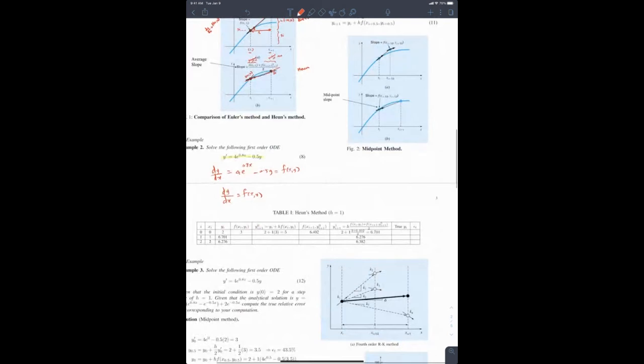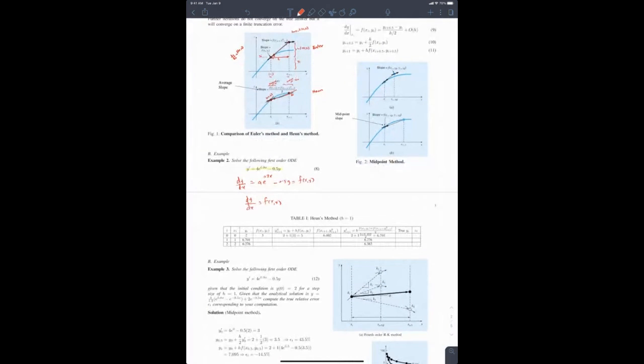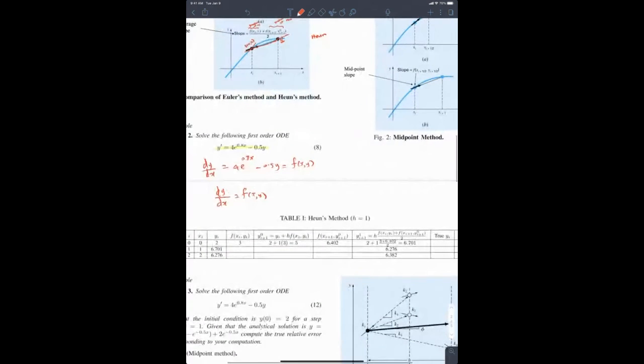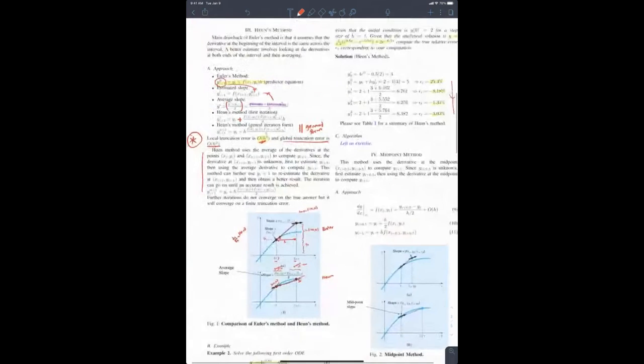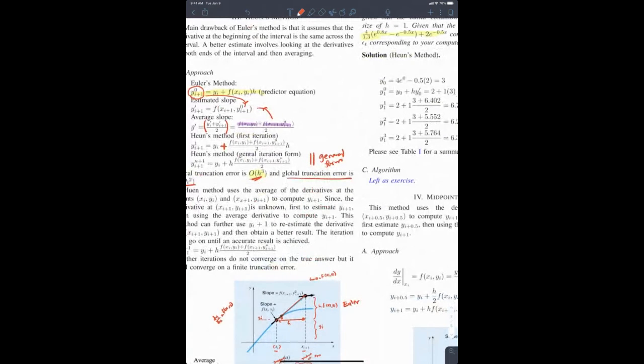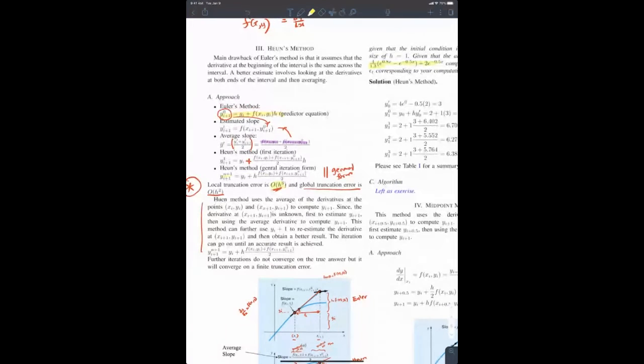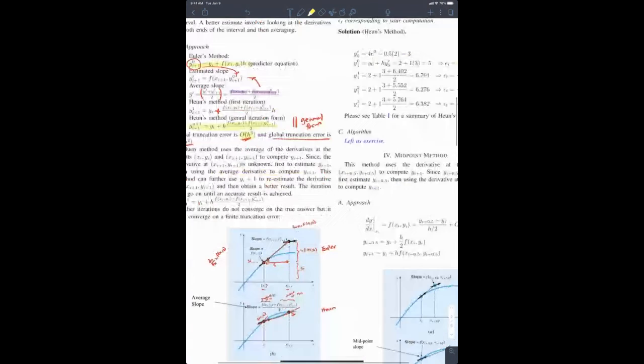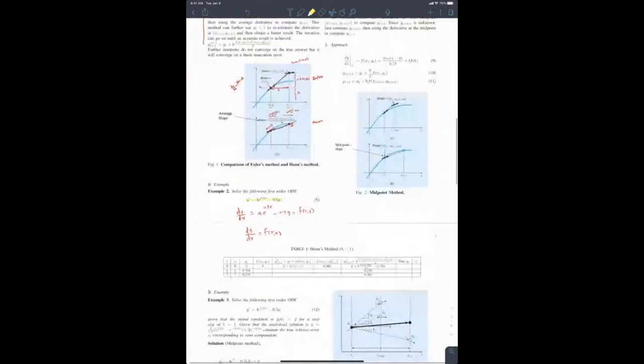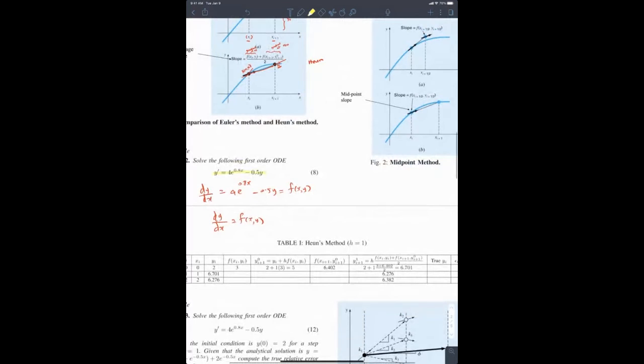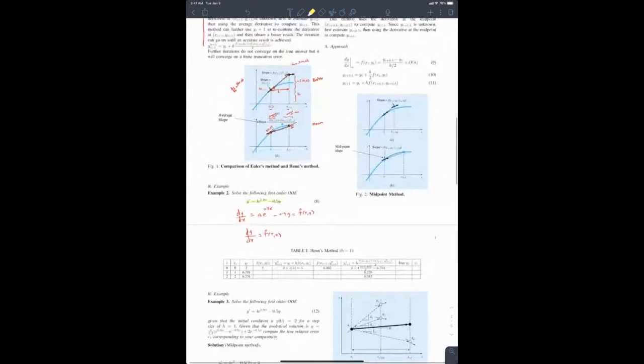I did not fill this table. You can just program it here. It is just an iteration. All you have to do is use this equation here, the one I'm highlighting now, to write a program. Then you can fill this in and see how these values change over time.